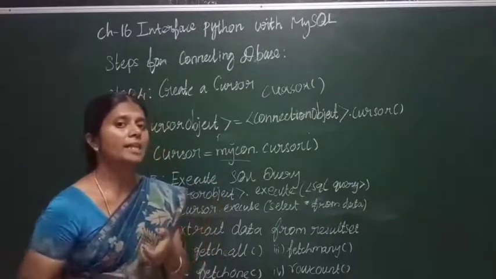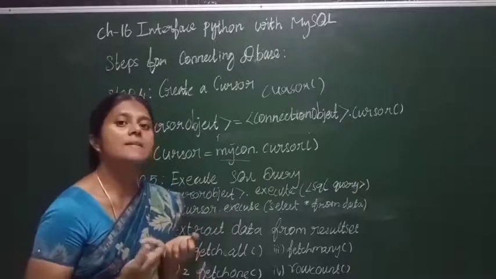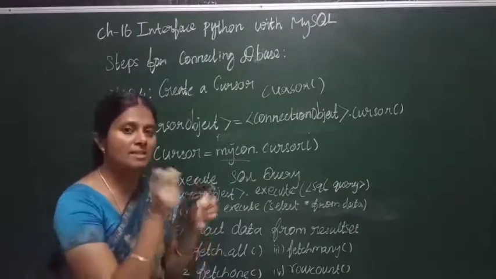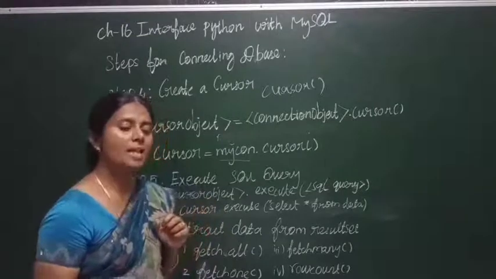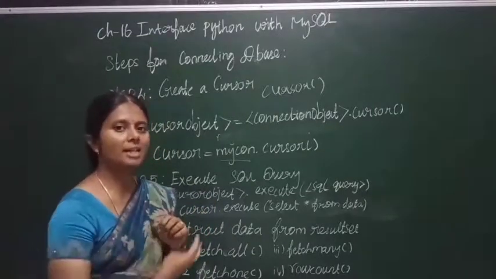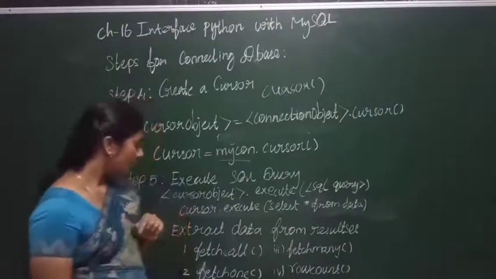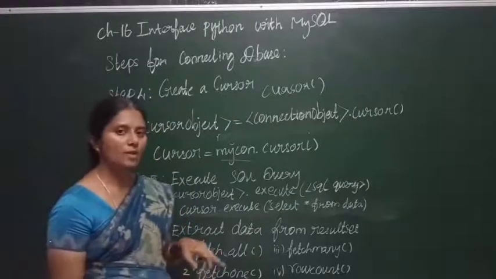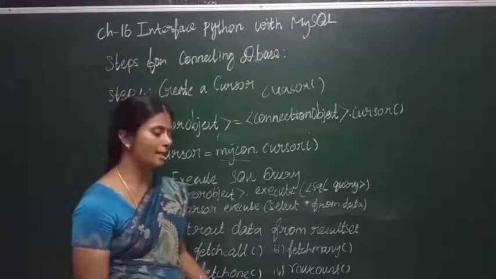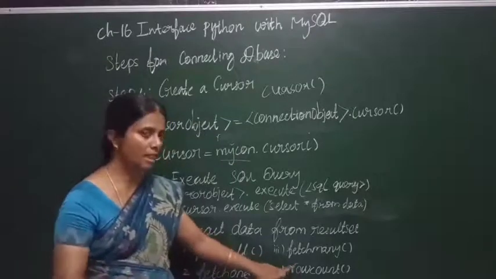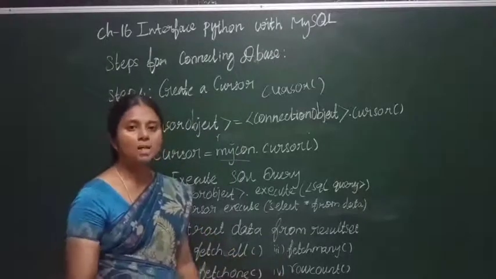Then we are retrieving the data, that is called as what? Result set. From the result set, how can we extract the data? There are 4 methods to extract the data from the result set. First one is fetch all. What is the first function? Fetch all. The next one is fetch one. The next one is fetch many. The next one is row count.